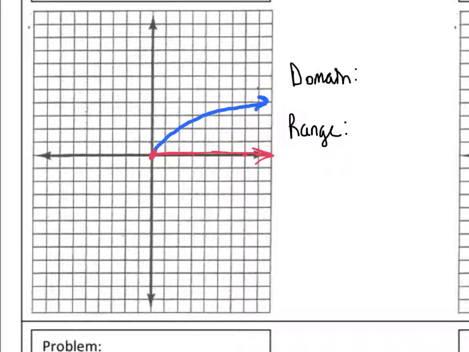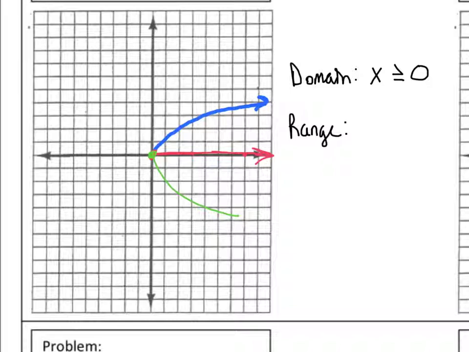So how would I write that for my domain? X is greater than or equal to 0. That's exactly it. How about the range now? Range is for the y's. Where does our graph start? 0, 0. Do we have any y values that are negative? No, our graph does not go down for the y. That would be in the negative direction. It doesn't do that. It goes in the positive direction.